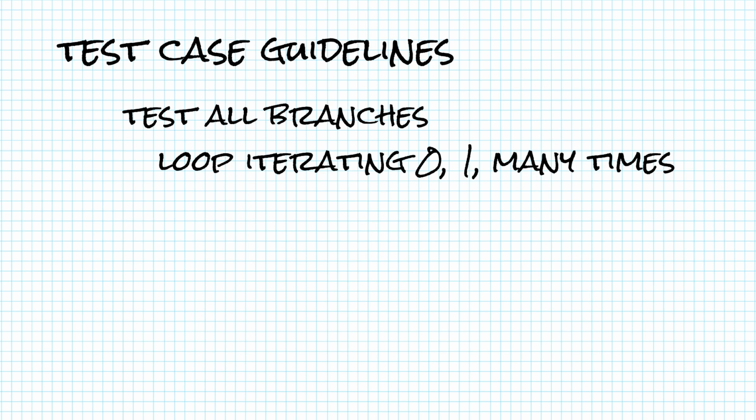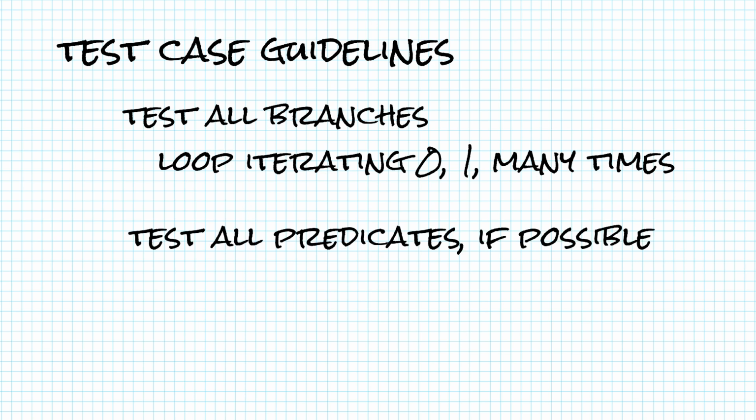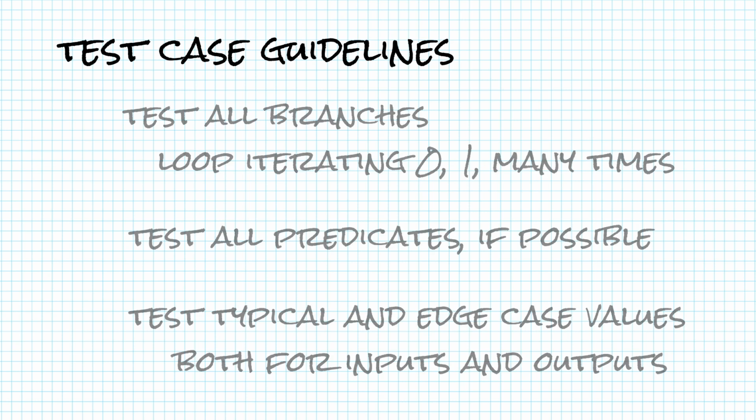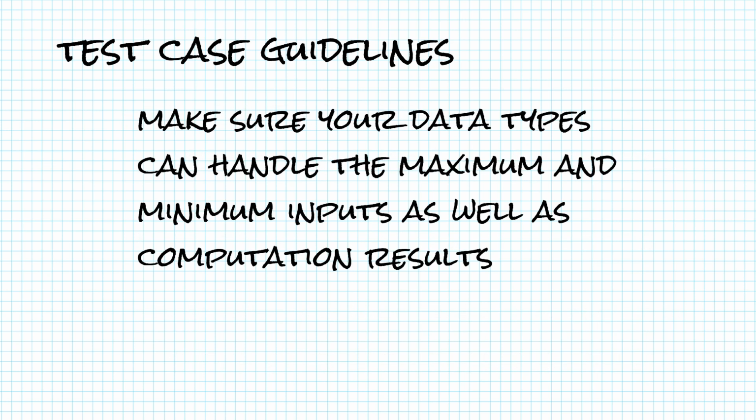1, and many times, and even all predicates, all ways that a Boolean condition can be true or false if possible, and test typical values as well as edge cases, both for inputs and outputs. Think about the data types you're choosing to represent quantities and make sure they can handle the size of the inputs and the results of computations.